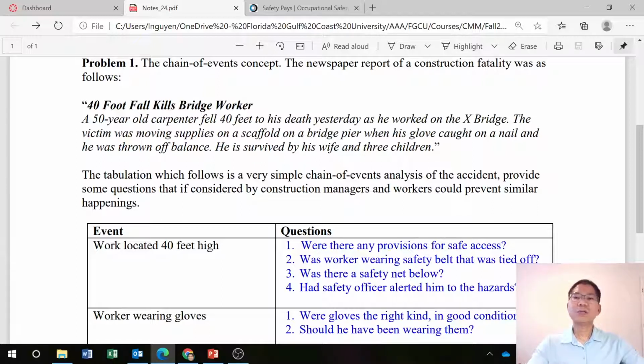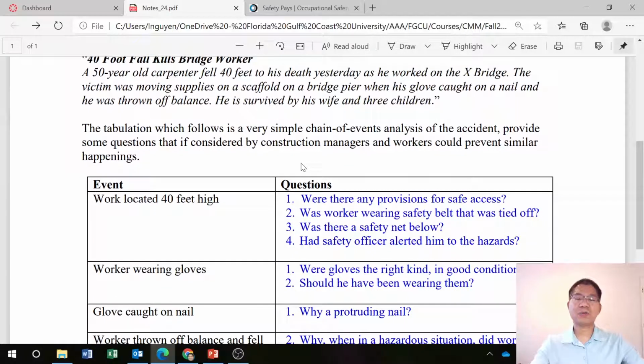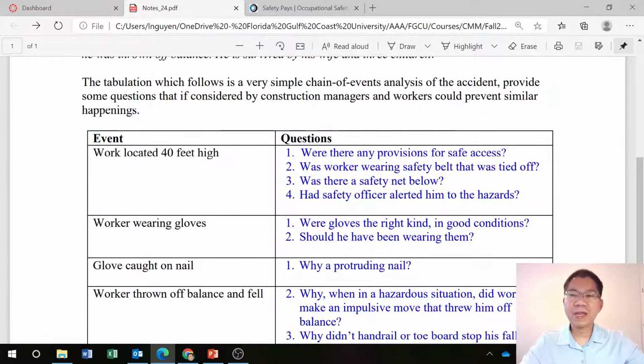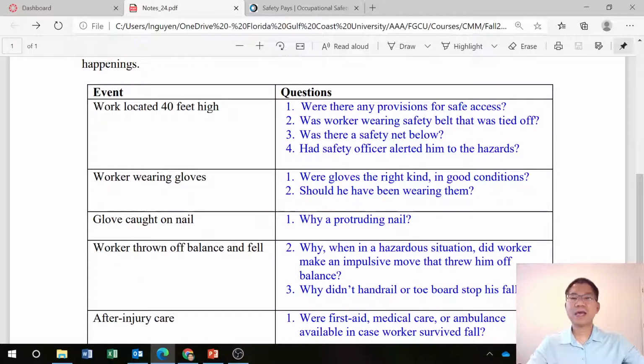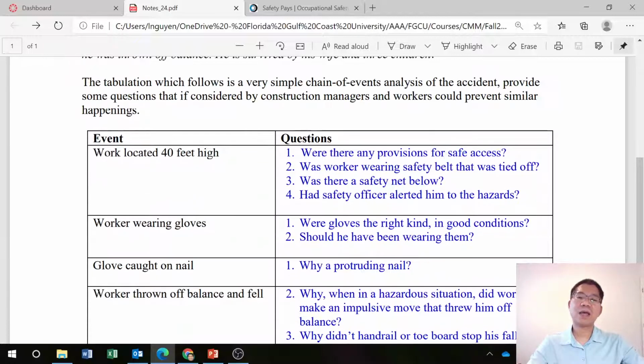The tabulation which follows is a very simple chain of events analysis of the accident, so that we can see the series of events that led to the fatal accident in this case. It provides some questions that, if considered by the construction manager and the worker, could prevent similar happenings. So here the events are on the left side and the questions on the right side, which I have provided for the solution of these problems.